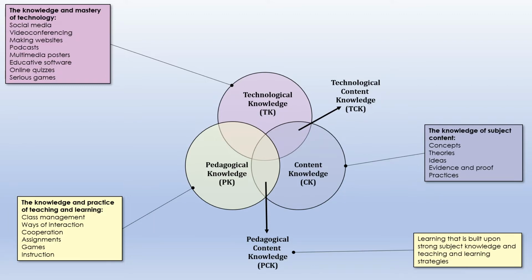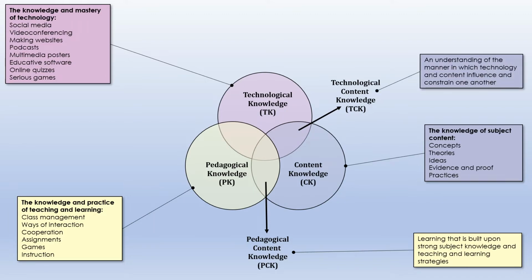The second overlap is the technological content knowledge and links together the TK and the CK. This TCK is about an understanding of the way technology and content influence and constrain one another. It is important to master more than just subject matter, but also to have a deep understanding of the way the subject matter can be changed by application of particular technologies. Which technologies are the best suited for addressing subject matter learning and how content dictates or perhaps even changes the technology.